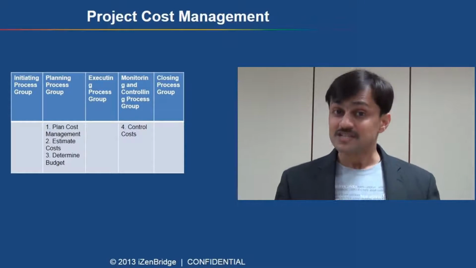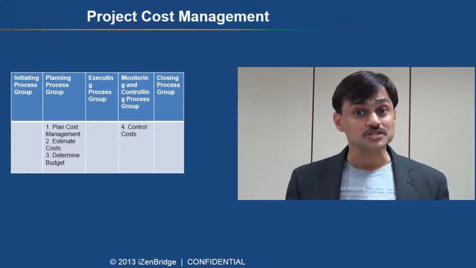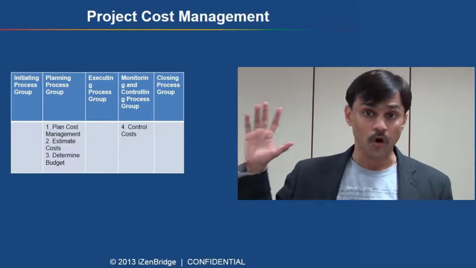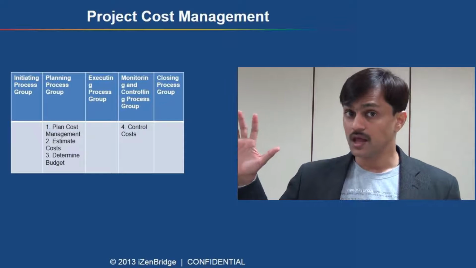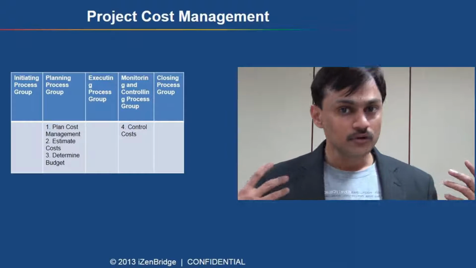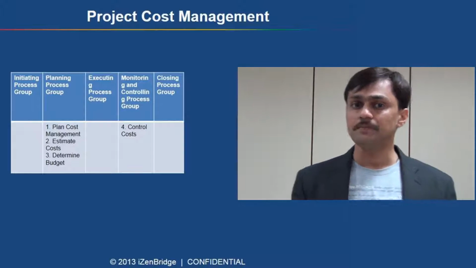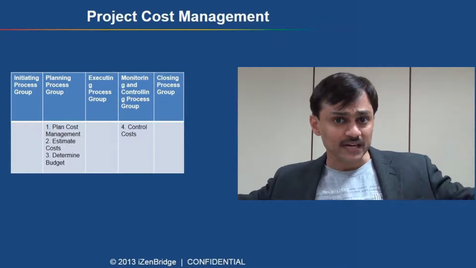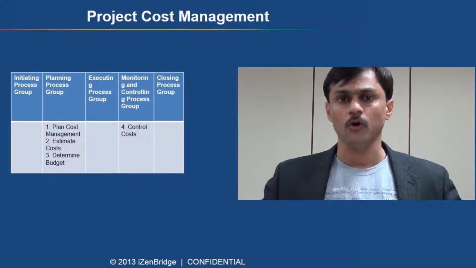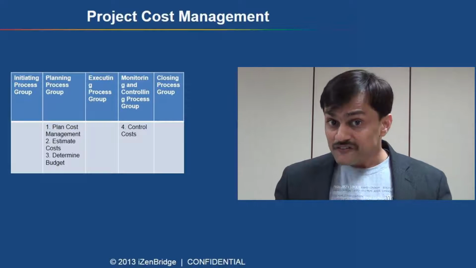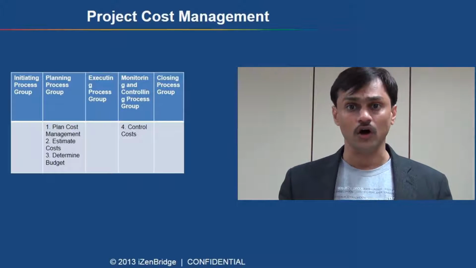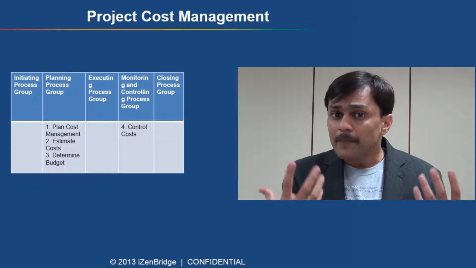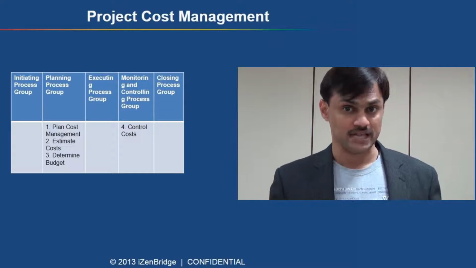If you look at process groups, in the planning process group, we have 3 processes, and we have one process in the monitoring and controlling process group. Now, as with other knowledge areas, we start with a plan. We need to make a plan. How are we going to perform our cost management activities? And that plan is made in the first process. After that, we need to estimate cost at the bottom level. We estimate cost at the work package level, even sometimes at the activities level.